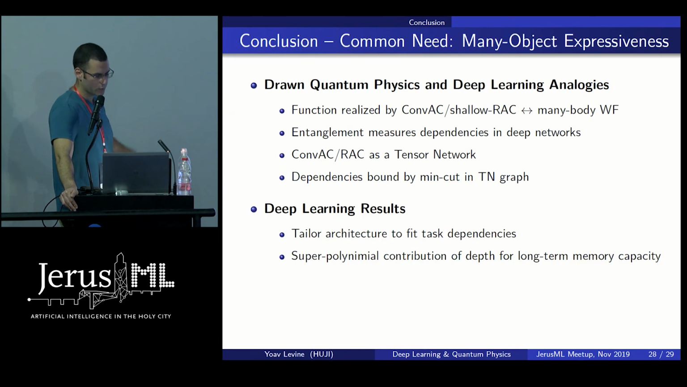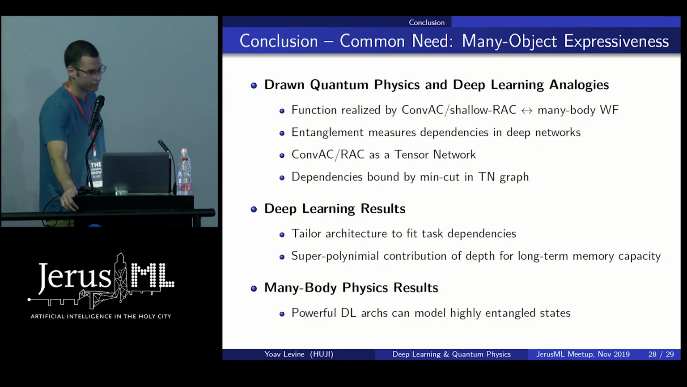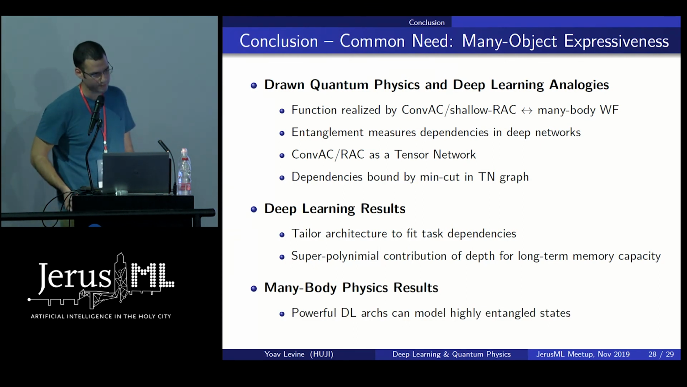So just to sum up, we've drawn some analogies between convolutional and recurrent networks and quantum wave functions, and we use entanglement as a measure to model the dependencies that a network models with respect to its inputs. We induce some rules of thumb regarding how to tailor the architecture for given task dependencies. We also showed a first of its kind result regarding the memory in RNNs. We're now trying to make contributions in the other direction towards physics.